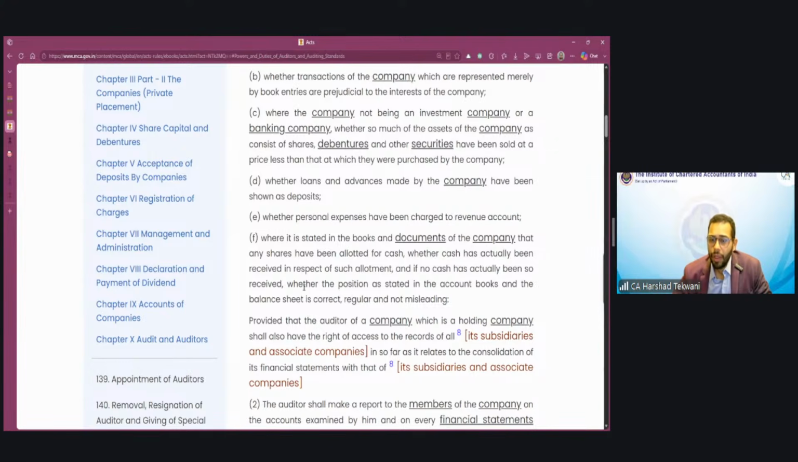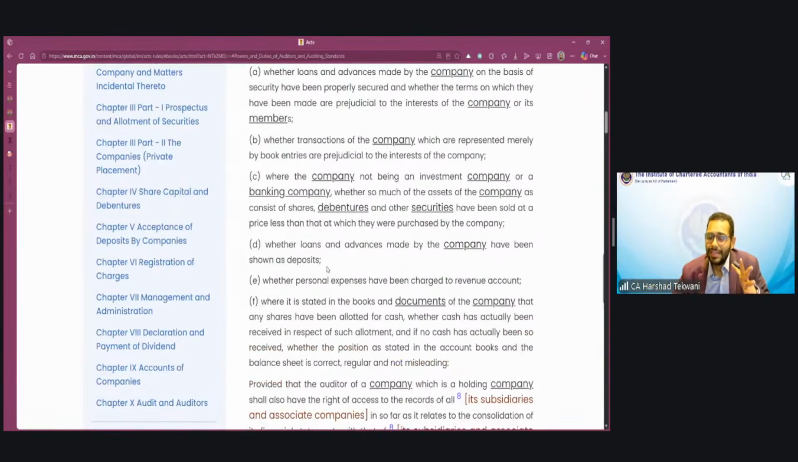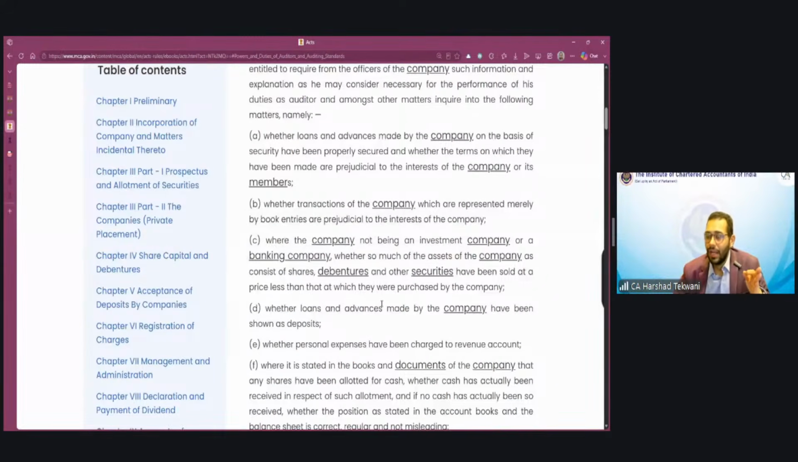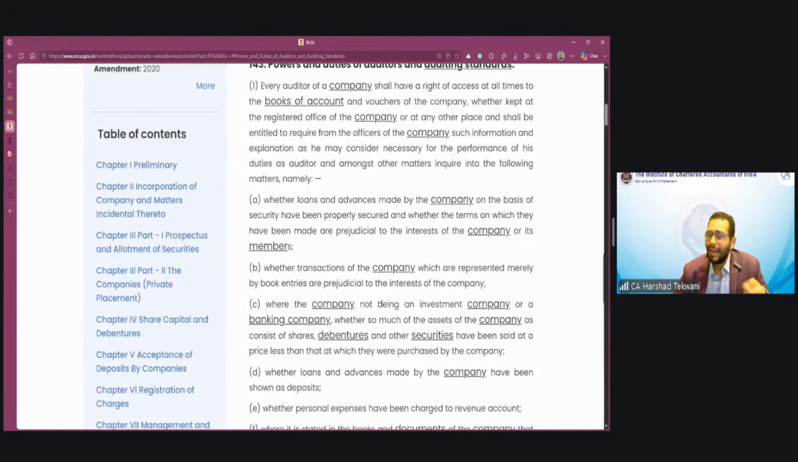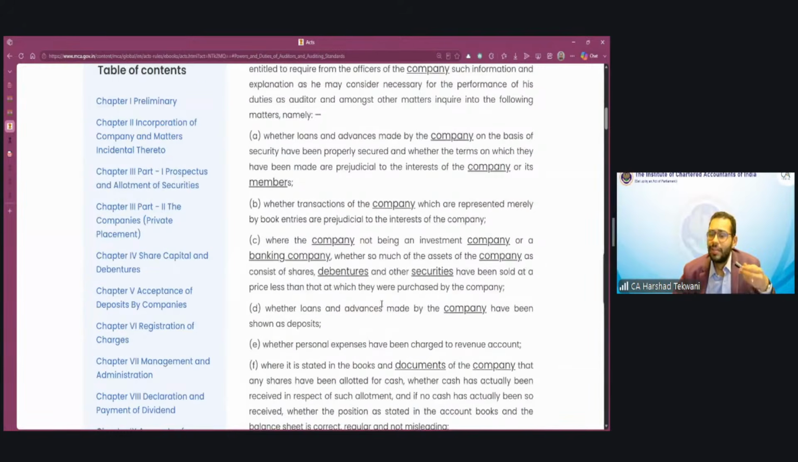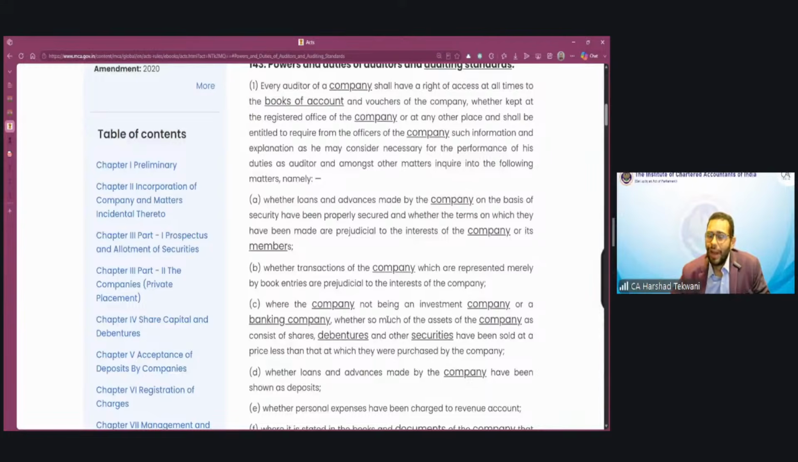Then whether all these things have any impact on the company, or whether the company's interest has been harmed, whether the operations and all the things mentioned here are done appropriately so that there is no impact on the company. The financial management is appropriate. These are some matters already listed in section 143(1) of the Companies Act, because these are proprietary in nature where the auditor is required to inquire. Again, this is also applicable to government companies.